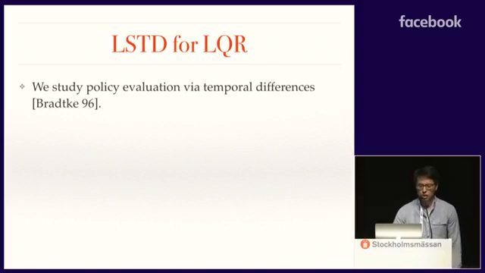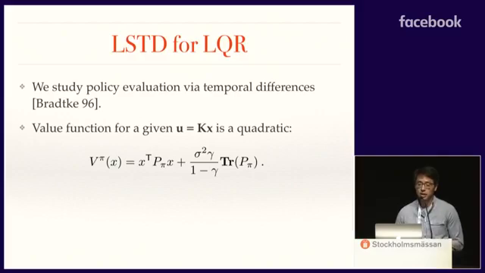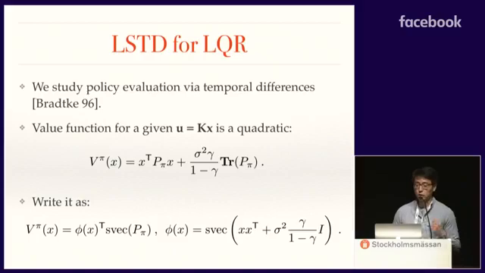Why is LQR such a good problem for studying LSTD and for studying continuous control? It's because in this case, we know exactly what the value function is. If you hand me a quadratic cost, I can tell you that the value function is also a quadratic. It's parameterized by this form, and the P matrix that parameterizes this value function is found by solving a Lyapunov equation. But those details aren't as important. What's really important is the structure here.